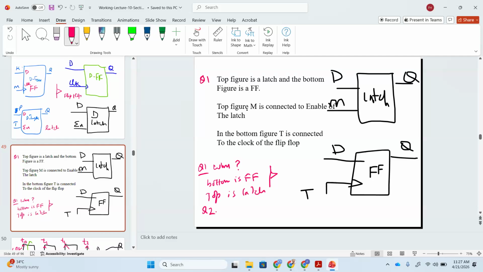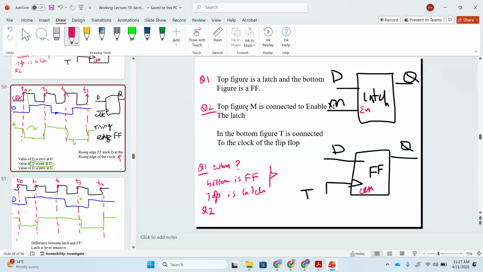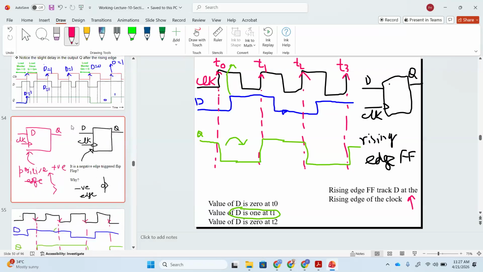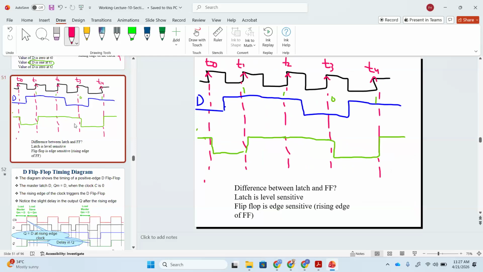Now this is my question number two. In the top figure, M is now connected to the enable of the latch. And in the bottom figure, T is connected to the clock. Got it or not got it? Any question? Clear or not clear? Okay, now we have a flip flop.